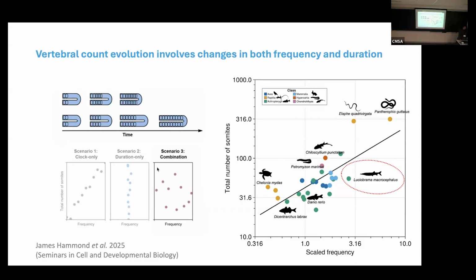For example, we've got here the long spiky head carp, which has also increased its aspect ratio by increasing the number of vertebrae, the number of somites. And in this case, what I think is interesting is that the rate of somitogenesis is almost on par with what we see in snakes. However, they make nowhere near as many vertebrae, suggesting that although we see this very nice correlation between frequency and total somite count, in fact, duration also is an important factor in the evolvability of this trait.